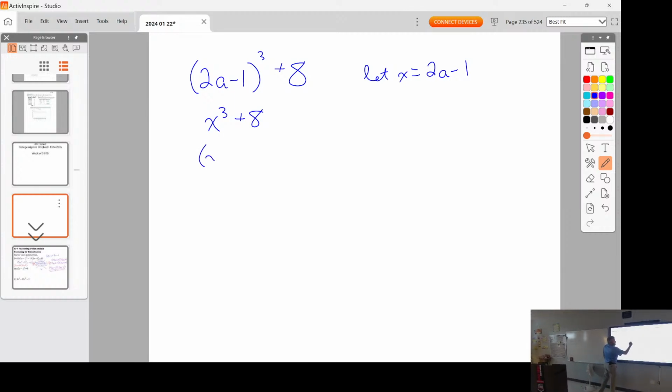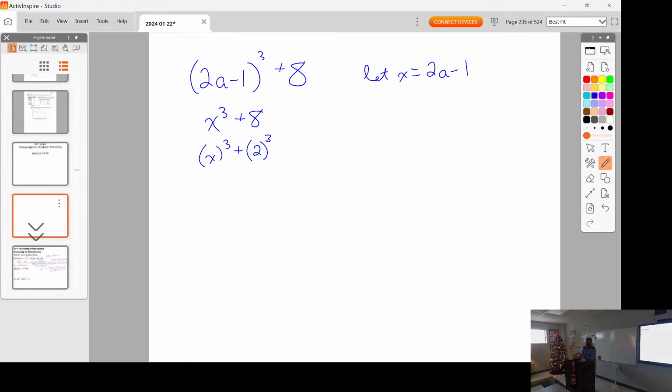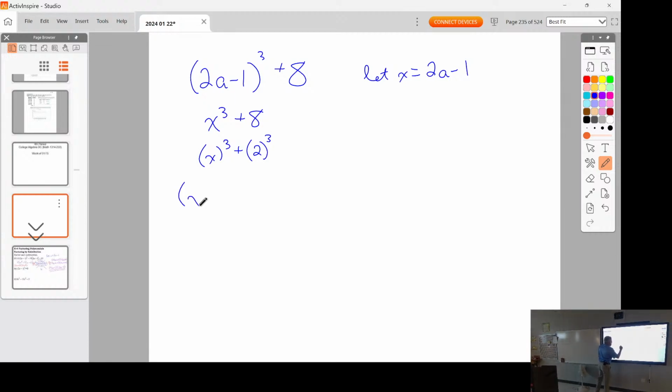So this is really x cubed plus 2 cubed, right? Because 2 cubed is 8. And we know the formula for sum and difference of cubes. And if we don't, we have it written down and we have easy access to that. What does x cubed plus 8 factor into? X plus 8. No. Not 8. X plus 2. Because it's 2 cubed.